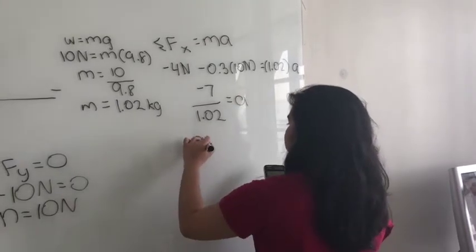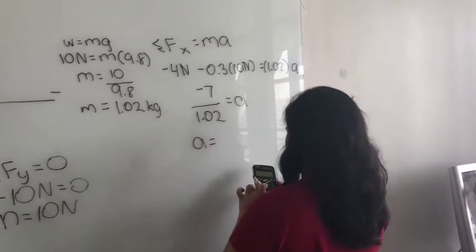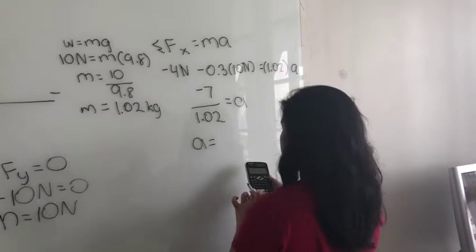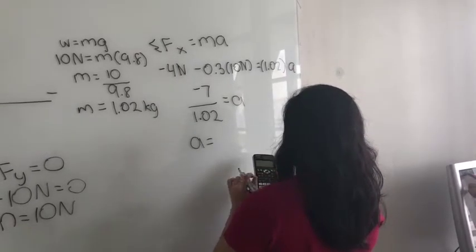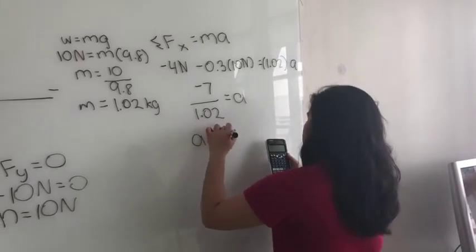Therefore, our value of a would be negative 7 divided by 1.02, which is equal to negative 6.86.